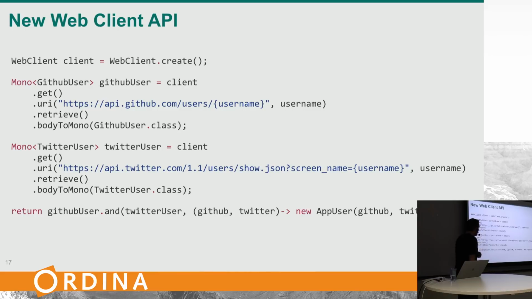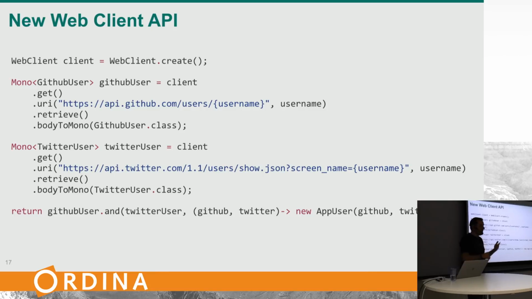Reactive comes with something quite interesting when you need to do multi-calls. So let's take this example of you need to provide a user to some service. And to provide a user, you need the GitHub information of the user and the Twitter information of the user. So what do you do in regular applications? You do a call to the Twitter API, a call to the GitHub API, you block, you wait. And when you get that information, you combine that and you return the object.